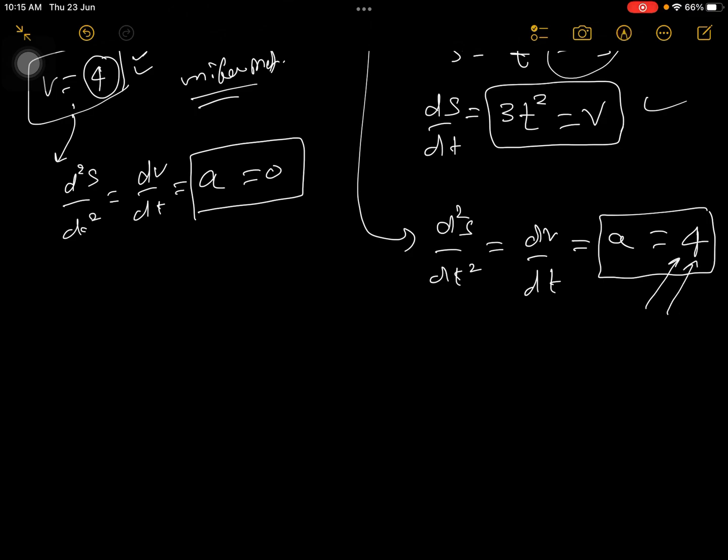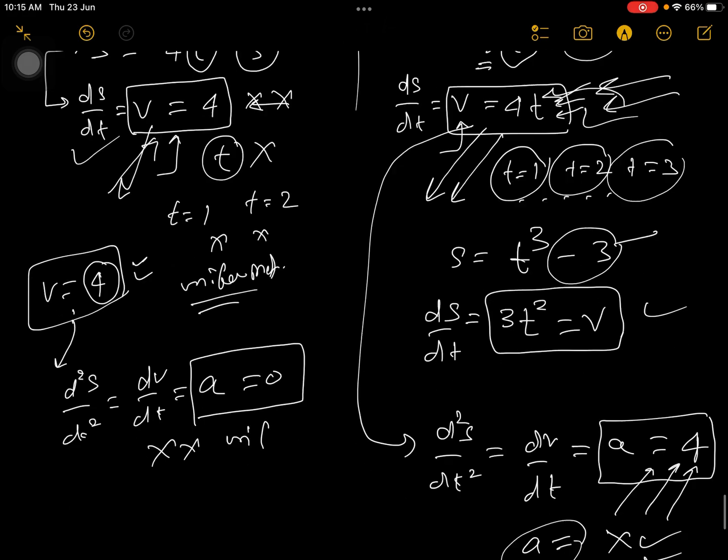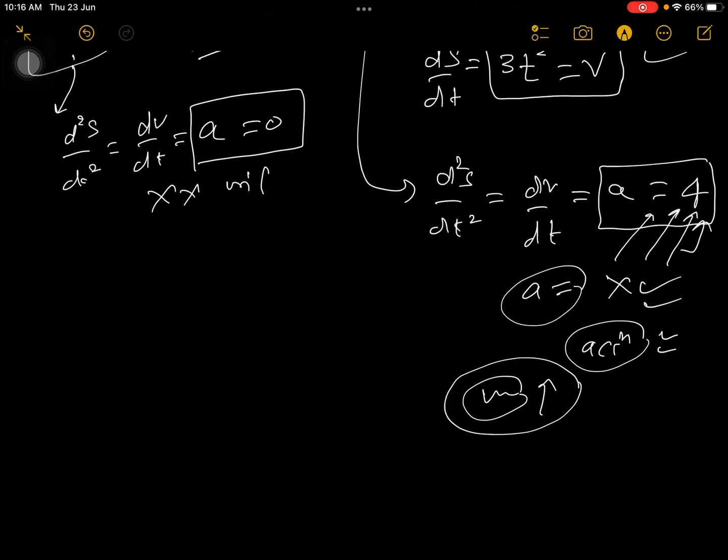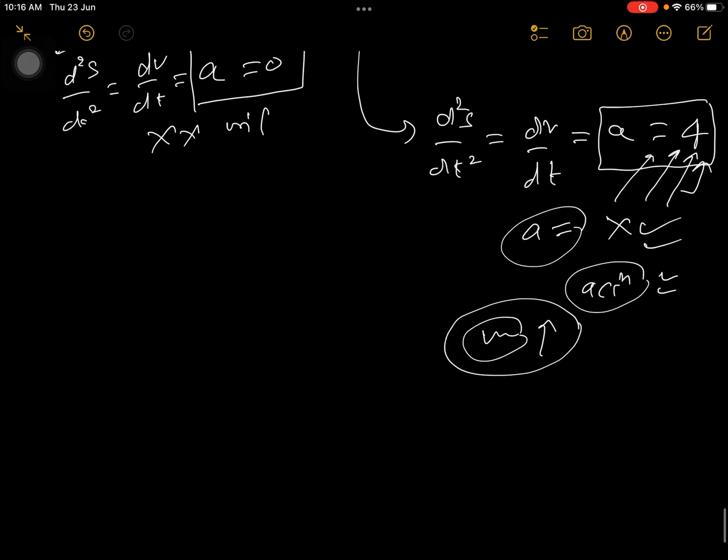Now you check, is your acceleration constant or is it also varying? Is it also variable? No, acceleration is constant. Anyway, is acceleration there or not? Yes, it is there. In the first, it was not there, so it was uniform motion. But now in the second example, we are getting acceleration as 4. 4 means acceleration is constant. If acceleration is there, then definitely velocity will change. And if velocity will change, motion will be non-uniform. Correct? Motion will be non-uniform.